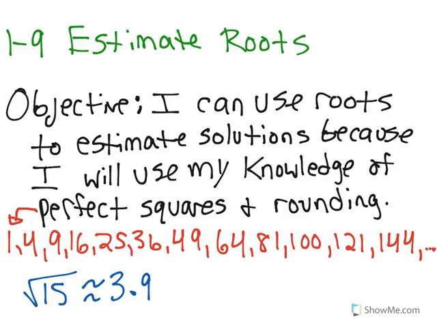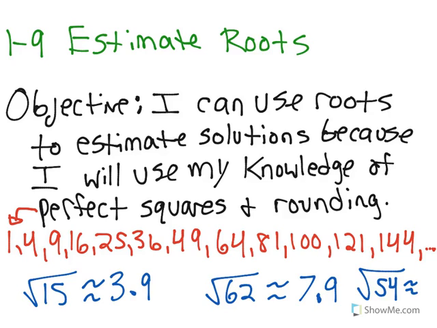So for example, let's try this one first. If we had the square root of 62, what do you think that would be? Now, you'll notice 62 is pretty close to 64, but not quite there. 64 is 8 squared. 62 is way closer to 64 than it is to 49. So this one might be a little less than 8, maybe 7.9, 7.8, somewhere in there. So I'm going to call this one 7.9. Let's check it with the calculator. Alright, so that one was 7.9.